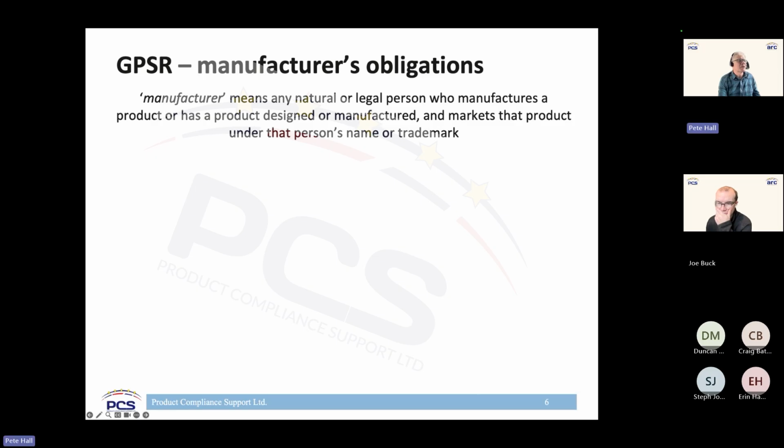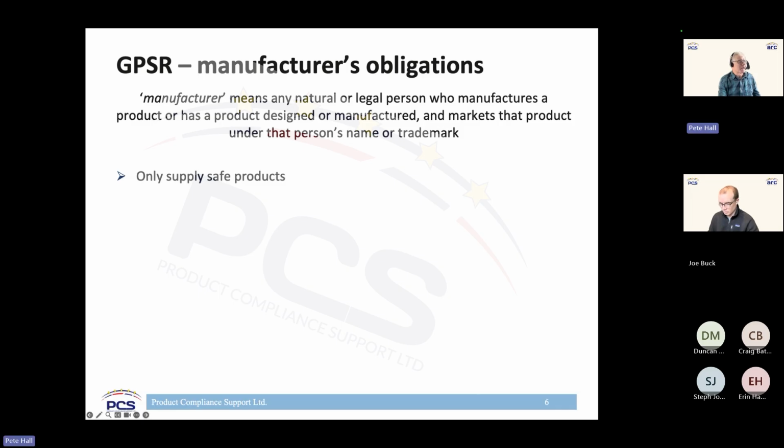They are the person who manufactures the product or has the product designed and manufactured. So that would be for people who get their products made outside the EU or by another person inside the EU. They're still the manufacturer if they put their own name or trademark on the product. So really what it means is it's whoever's name is on the product. So even if you put your name on a product but you get someone else to make it, you're still the manufacturer.